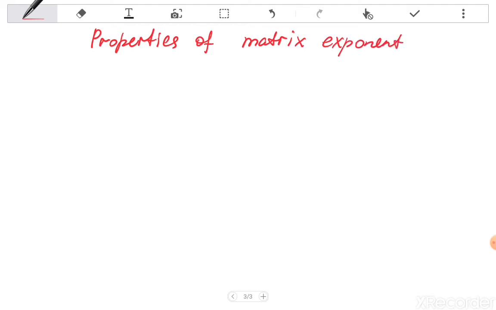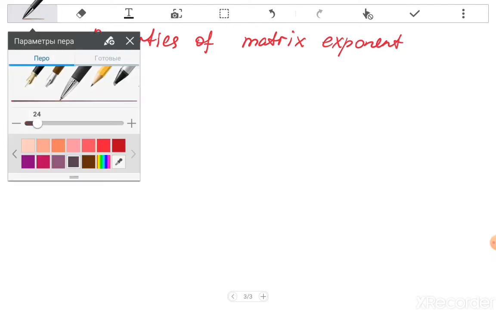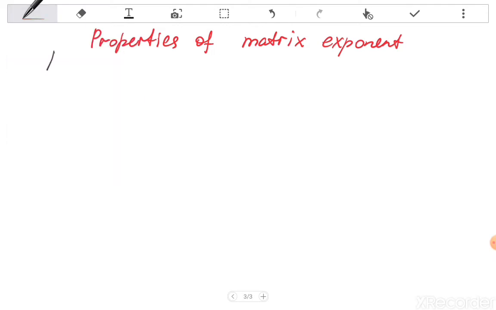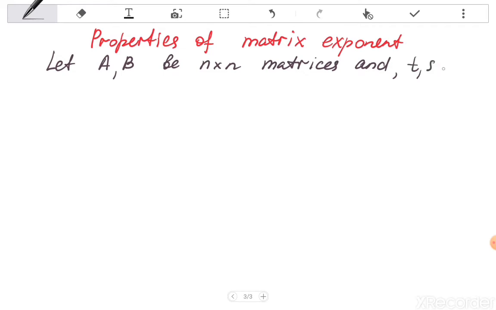The properties of the matrix exponent are very similar to the properties of the usual exponent, but with just some differences. So assume that A and B are some n times n matrices, and let's say t and s are numbers.